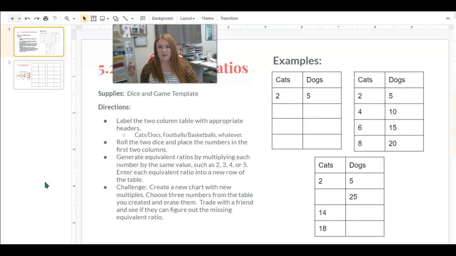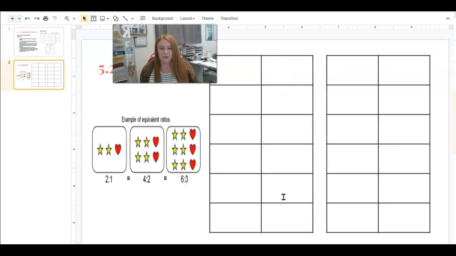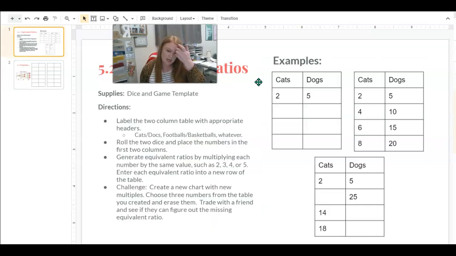For our 5.2 hands-on task, you are going to be creating some tables of equivalent ratios. On slide 2, this is where you're going to be doing yours. You're going to start and label your 2 categories. You can do whatever you want. It just needs to kind of go together. Cats, dogs, footballs, basketballs, like what 2 things are you going to be comparing?